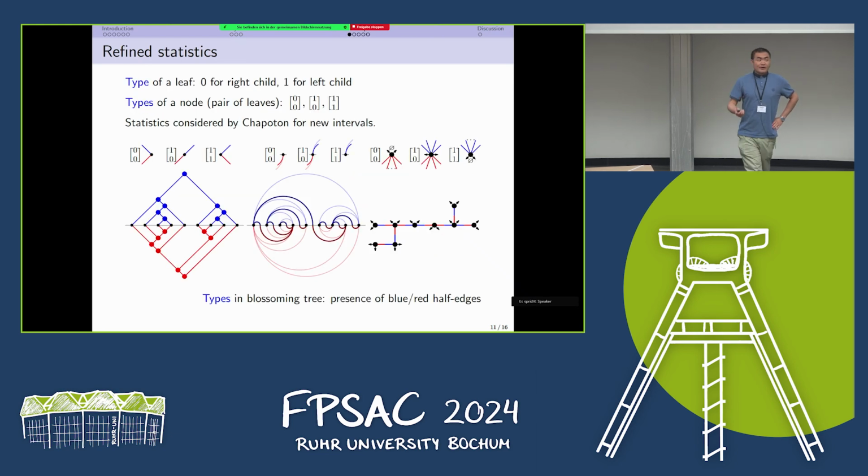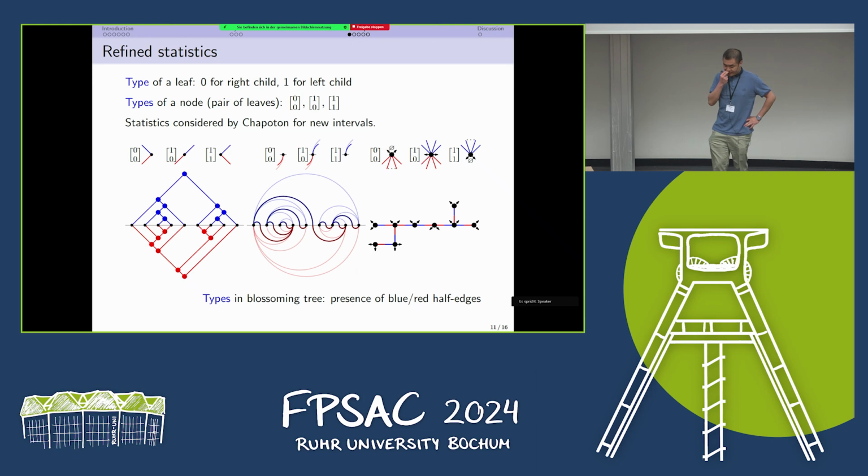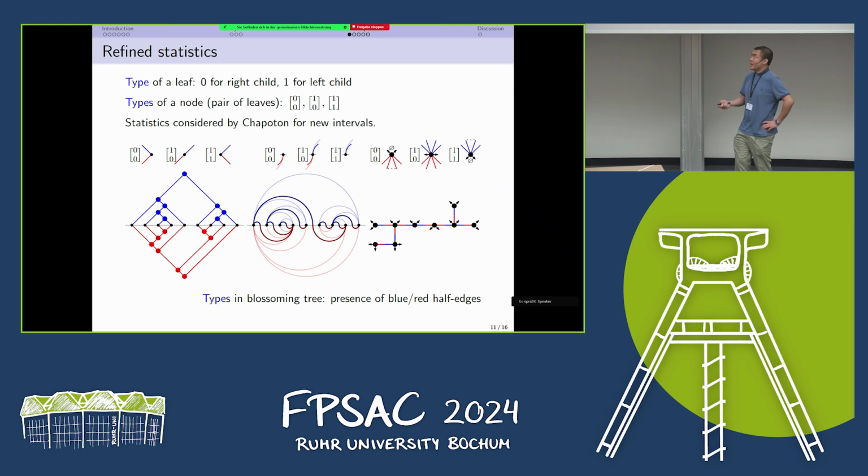Now, because it's simple, it also transports a lot of interesting statistics. As we have mentioned, for each leaf in the binary tree, we can assign it a type by saying that it is of type 0 if it's the right child of its parent, and 1 if it's the left child. And then for each node in the Tamari lattice, which consists of two trees, the types will be just two numbers, either 0, 0, 1, 0, or 1, 1.